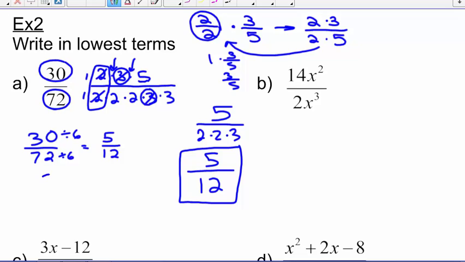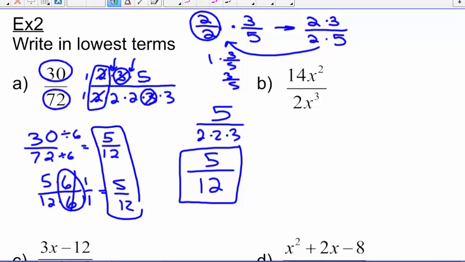Or I could simply write 30 and think of it as 5 times 6, and 72 as 12 times 6. And now I have 6 over 6 because I'm multiplying, which is really just 1, and that's how I get the 5/12. So either way, one of the three ways, you're going to get 5/12 as your answer here.